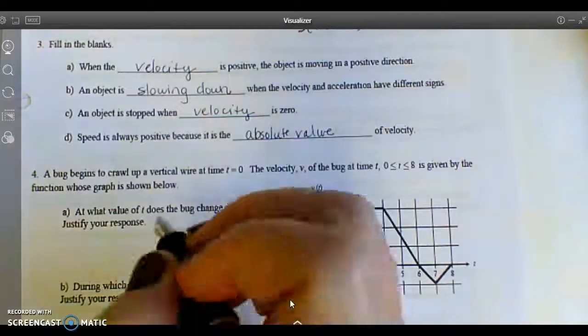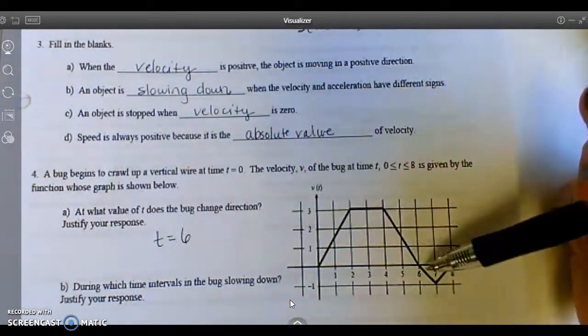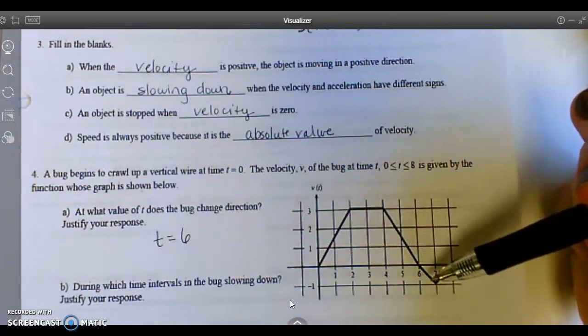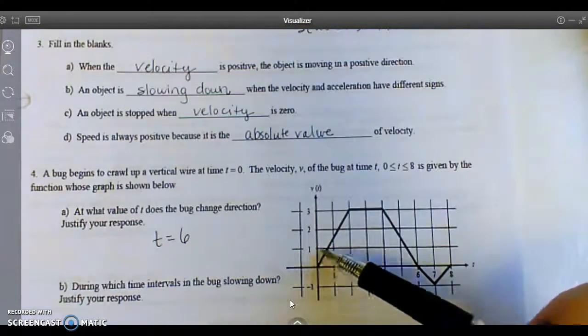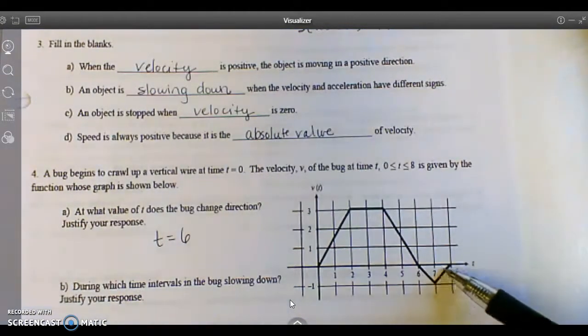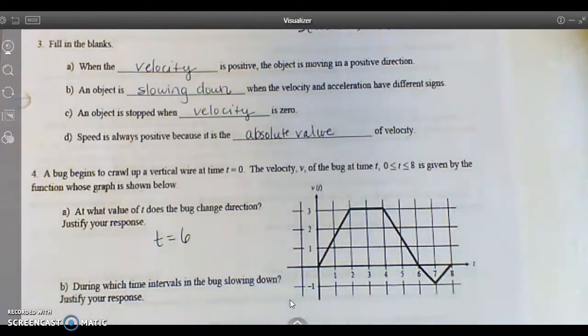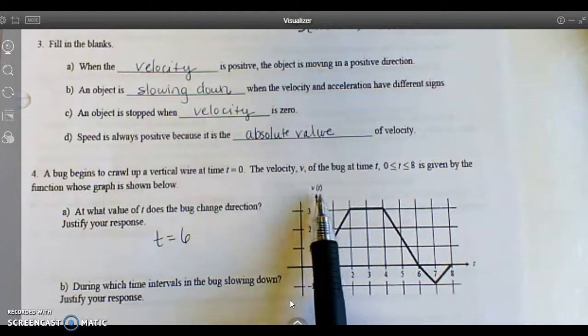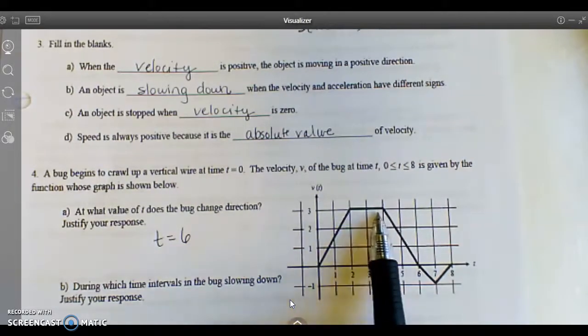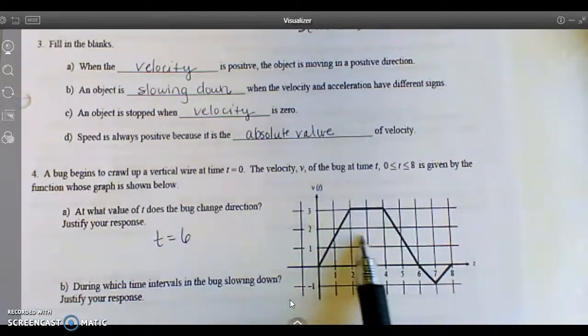6. Because 6 is the only time it changes from positive to negative. Because velocity is positive here, and then velocity is negative here. We have to be really, really careful when we look at these graphs because this is a velocity graph. If you have a velocity graph, you don't think, oh, it's going up and then it's stopping and it's going down, because this represents velocity.